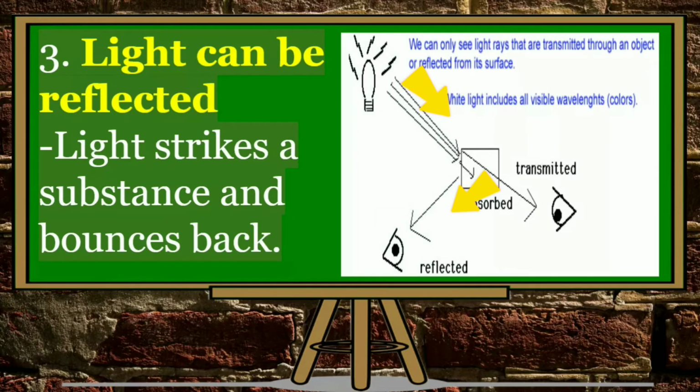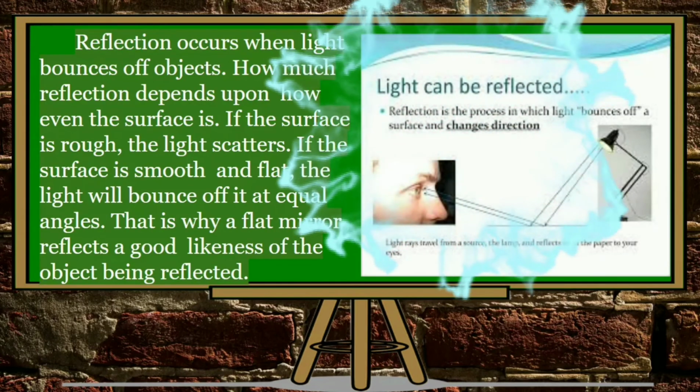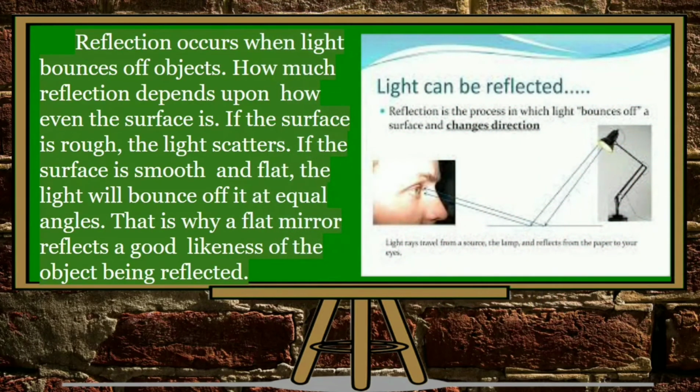Number 3, light can be reflected. Light strikes a substance and bounces back. Reflection occurs when light bounces off objects. How much reflection depends upon how even the surface is. If the surface is rough, the light scatters.